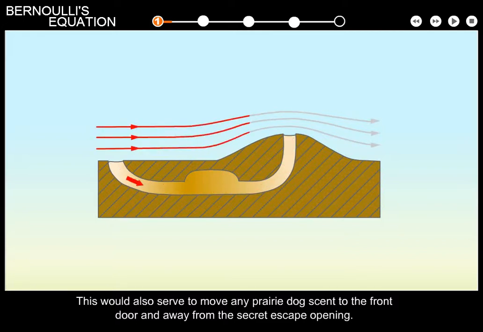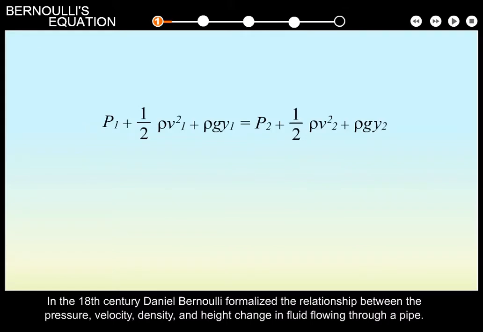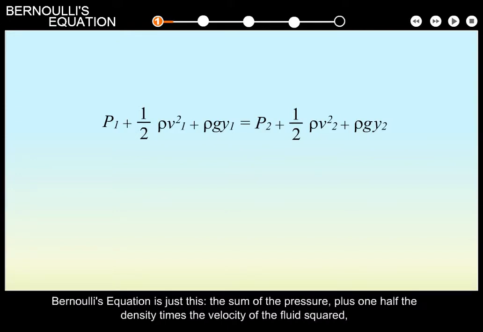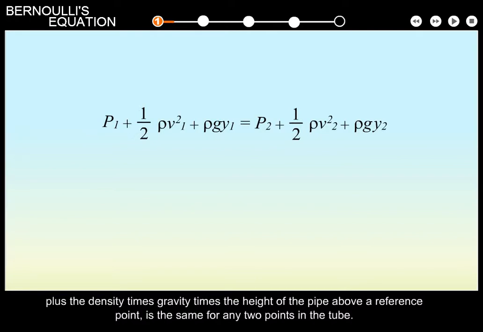In the 18th century, Daniel Bernoulli formalized the relationship between the pressure, velocity, density, and height change in fluid flowing through a pipe. We make the assumption that the fluid flow is non-viscous, steady, and incompressible. Bernoulli's equation is just this: the sum of the pressure plus 1/2 the density times the velocity of the fluid squared, plus the density times gravity times the height of the pipe above a reference point, is the same for any 2 points in the tube.